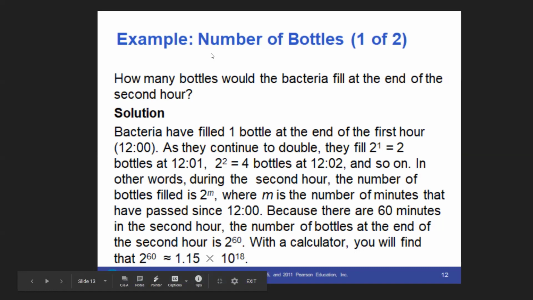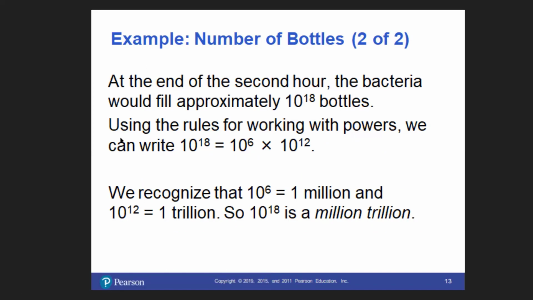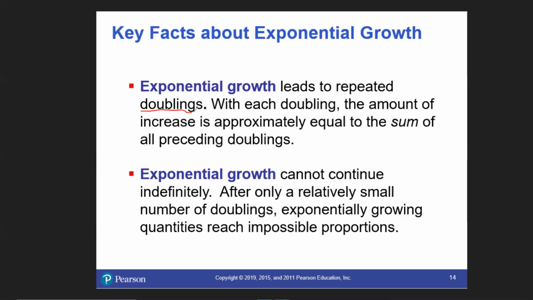So this is only with 2 hours of one little harmless bacteria, and we already have this type of growth. This type of growth is called exponential growth. In your homework, they're going to ask a few different questions, and they might change the wording occasionally, but it is about this bacteria story, or you'll hear about a rice scenario, or rice and chessboard, because that's another classic story. And then you'll also hear that exponential growth leads to repeated doublings. We were just talking about the doubling function. With each doubling, the amount of increase is equal to the sum of preceding doublings.